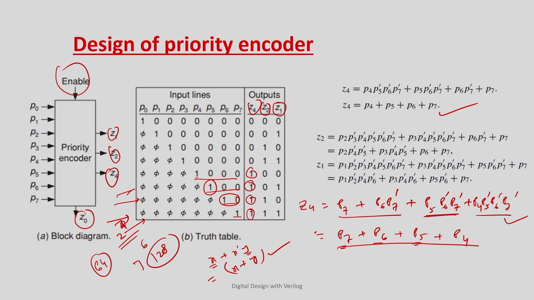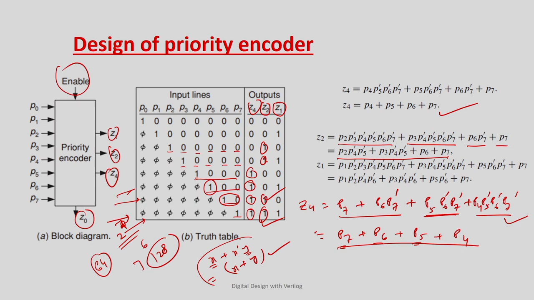Similarly, I can write my Z2, which is this, this, this and this. So this is P7, this one is again P6 P7 bar. This one is saying that P3 and then P4 bar, P5 bar, P6, P7 bar. And this one is basically saying that P2 and then P3 bar, P4 bar, P5 bar, P6 bar, P7 bar. Again, if I apply this rule, I will end up getting this expression.